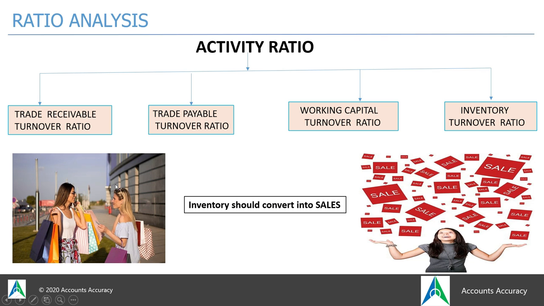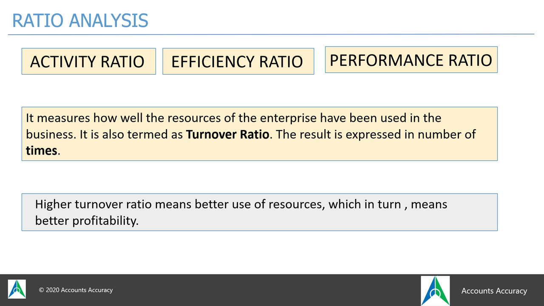business. You can see here any businessman will never desire to keep its inventory for a longer period of time. All entrepreneurs wish to convert it into sales. If they do not convert it into sale and keep it idle, then they will not be able to earn profit. So it is very essential that they should convert it as quickly as possible into sale. So that is why the performance ratio is measured. You must know that activity ratio is also called efficiency ratio or performance ratio. Higher the turnover ratio means better use of resources, which in turn means better profitability.